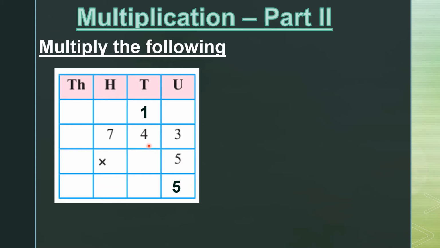5 4s are 20. 20 plus 1 we get 21. 1 we write in tens place. 2 is carried to hundreds place. 5 7s are 35. 35 plus 2 is 37. 7 we write in hundreds place, 3 in thousands place. So 743 multiplied by 5 is equal to 3,715.